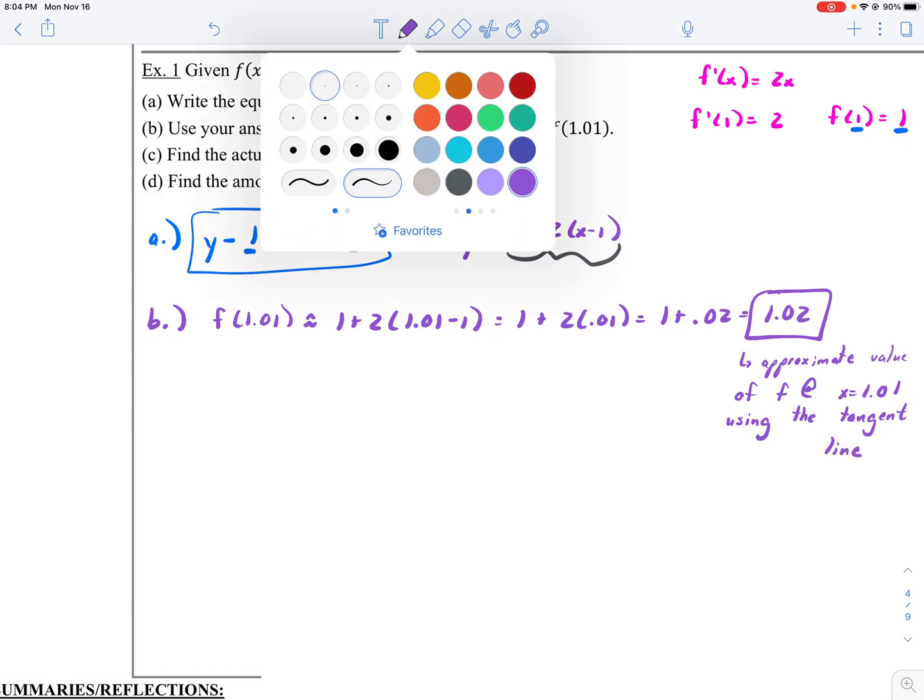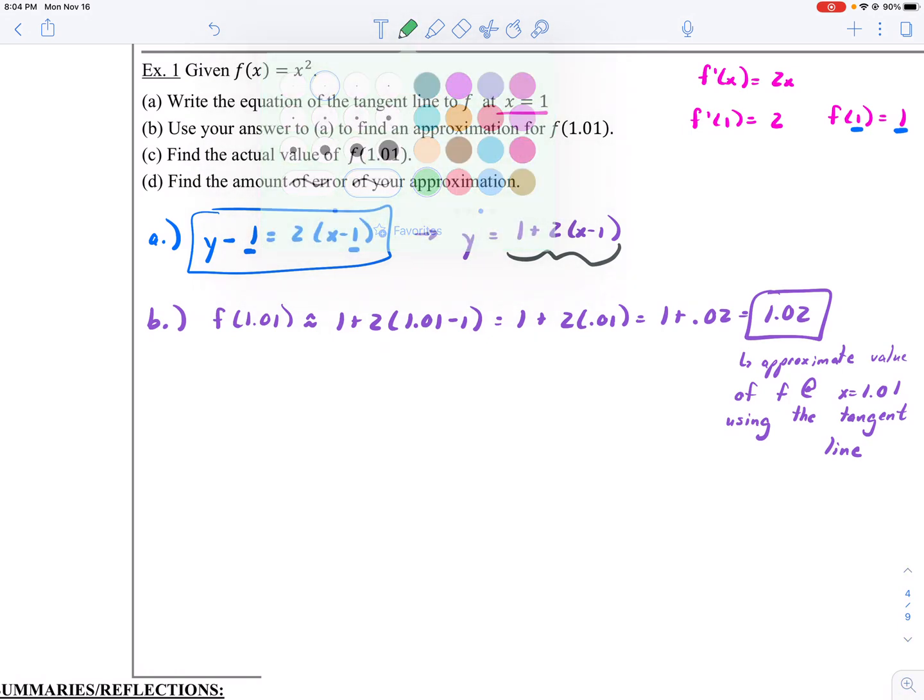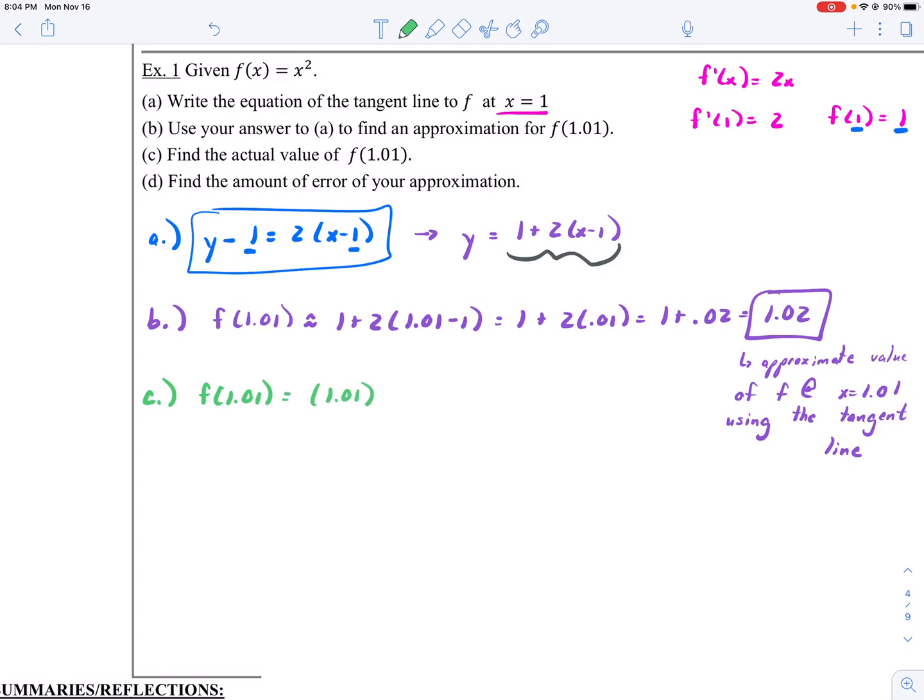Now, because I have enough information and I also have access to a calculator, which is very handy, I'm going to find the exact value using the function. So if I wanted to find the exact value just to determine how close I was, I would plug in 1.01 for x into the original function. You can do that by hand, but obviously you have access to a calculator. So this is what we would get for my exact value.